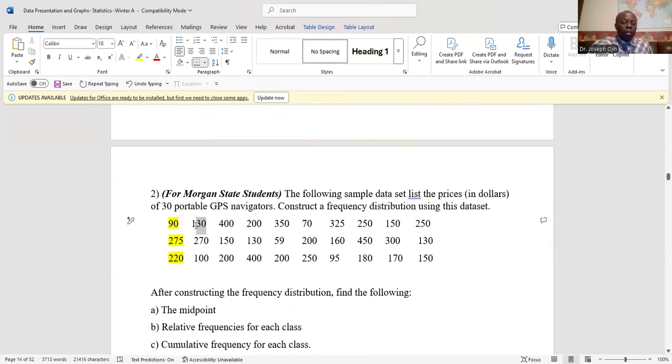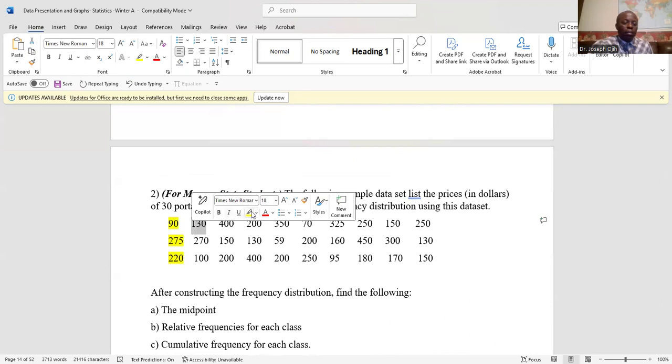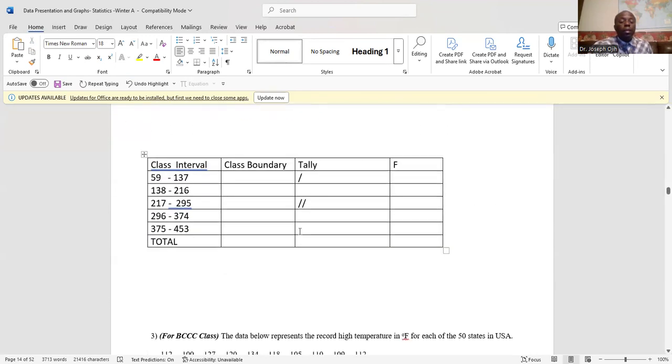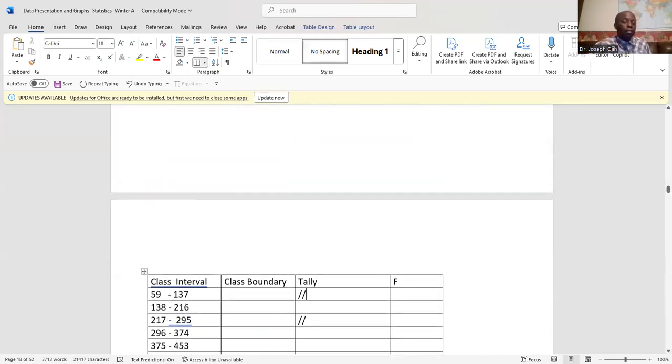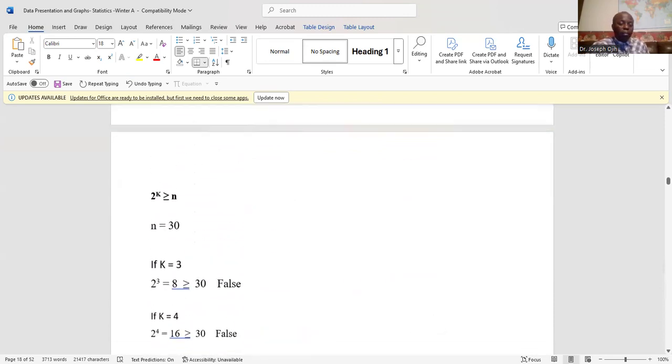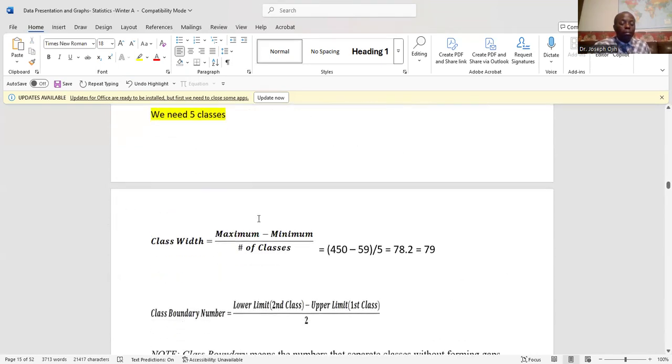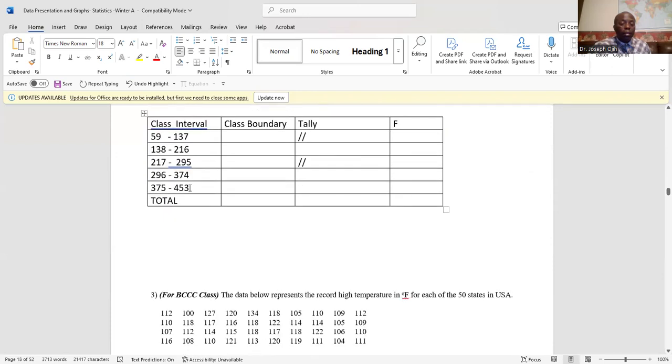Okay, 130. 130 belongs to what group? Belongs to this group. Yeah. Next will be 270. 270 belongs to what group? You're going to be here as well. 270.